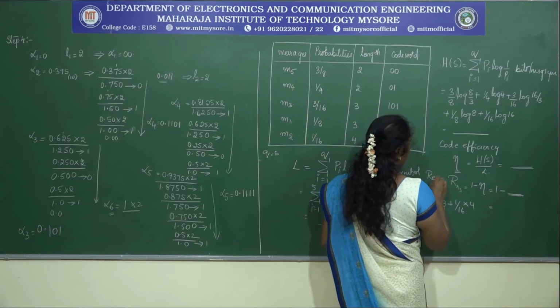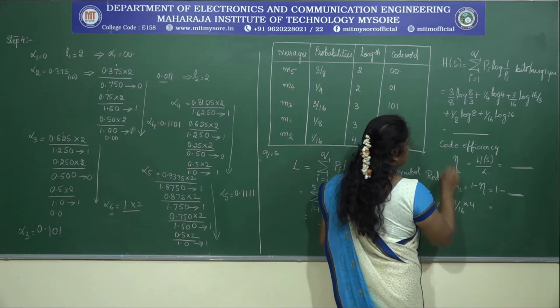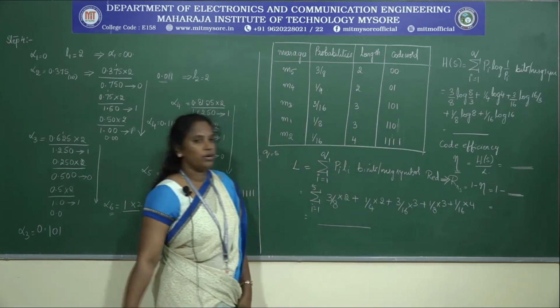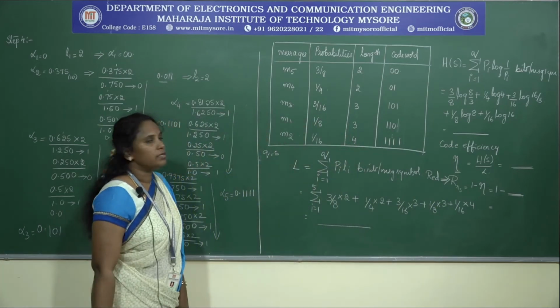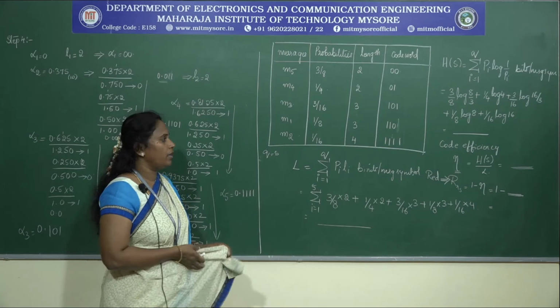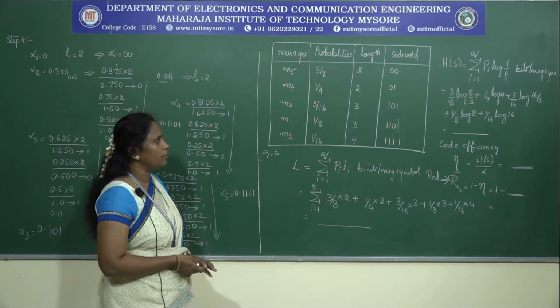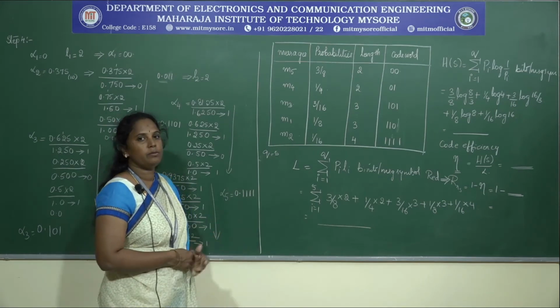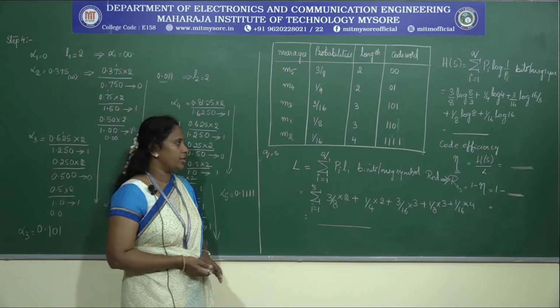So this is your redundancy. So this is how we are going to complete the Shannon's encoding algorithm problem. Now suppose the same problem is asked for the second extension.